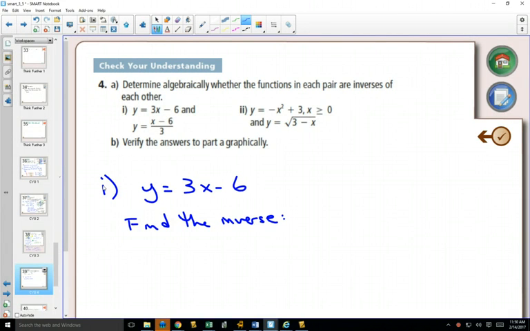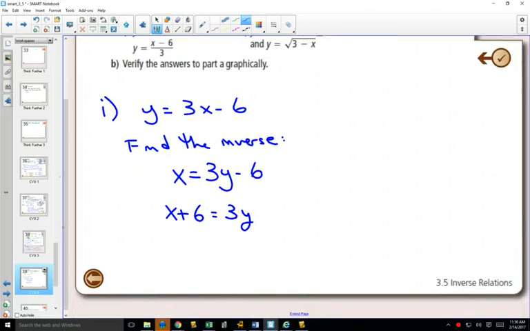We switch x and y. So now I'll write x equals 3y minus 6, and then I will solve for y. So how do I solve for y? Add 6 to both sides, and then divide by 3. So my equation of the inverse is x plus 6 divided by 3.